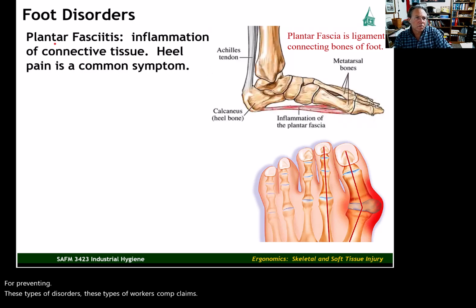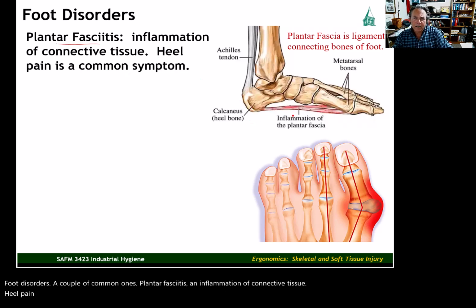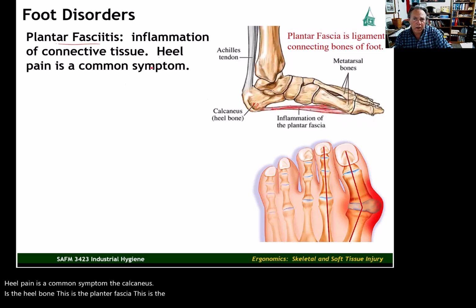Foot disorders, a couple of common ones: plantar fasciitis, an inflammation of connective tissue. Heel pain is a common symptom. The calcaneus is the heel bone. This is the plantar fascia. This is the connective tissue that we're talking about. It becomes inflamed.